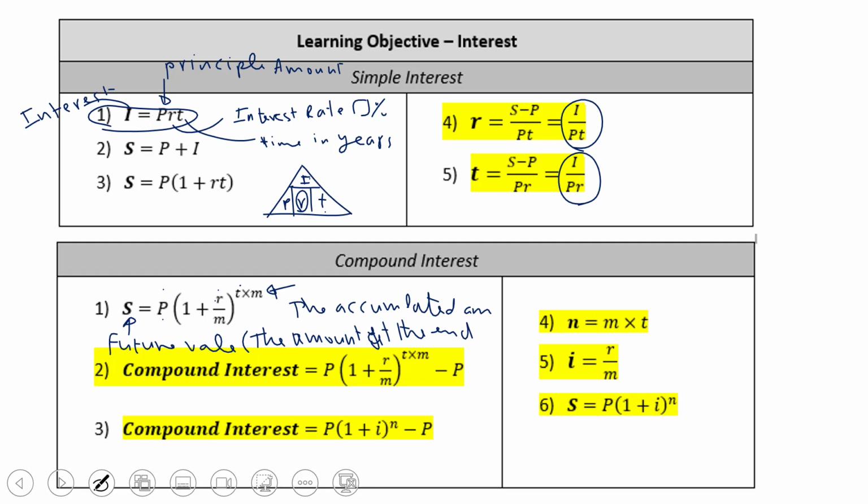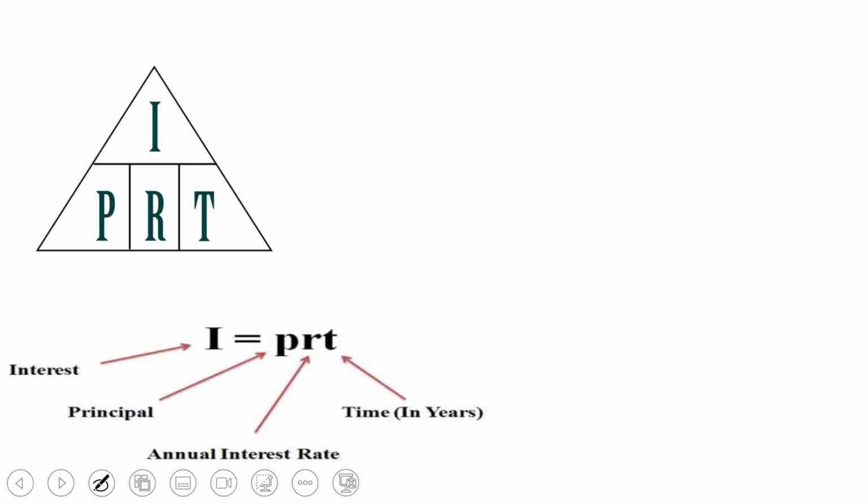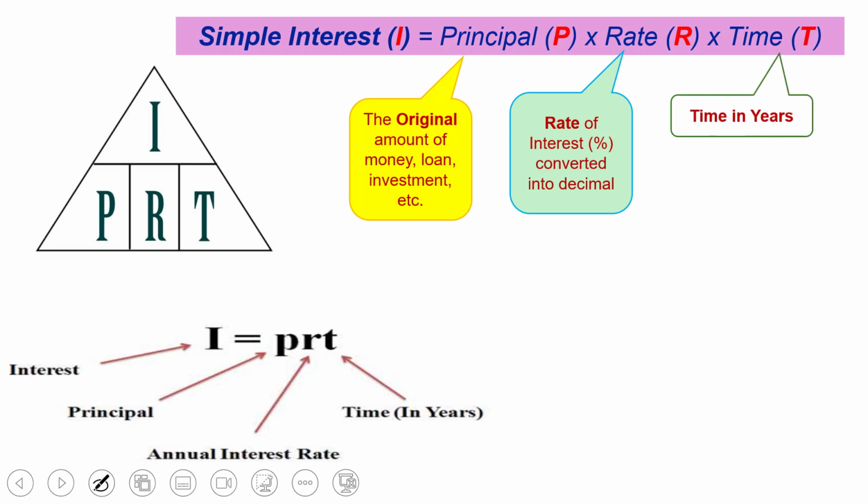Weekly, 52. Bi-weekly, you will have 26. Semi-monthly, you will have 24. So you have to know what's M. After the word compound, this is what I just told you about how to find it. Okay. So remember, P is the principal amount, the original amount, money, loan, investment, etc. R is the rate of interest, okay? And the time must be in years.